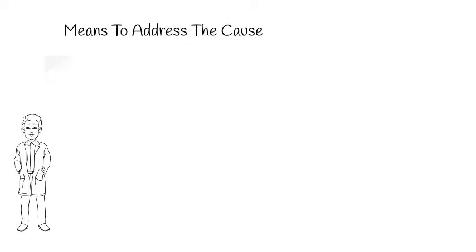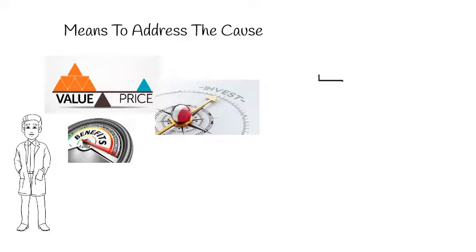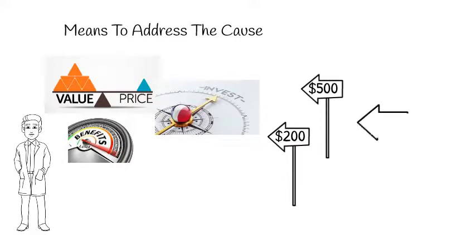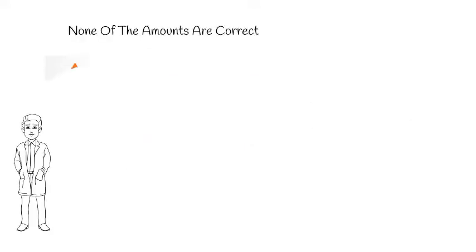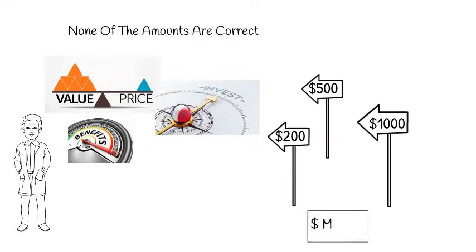Earlier in the video, I told you I would unveil a means to address the cause. I asked you to think of value, not cost. What monthly investment would you make in yourself to be able to manage your aging process and ensure your vitality? $500? $200? $1,000? More? I'm very happy to report that none of those previous amounts are correct.